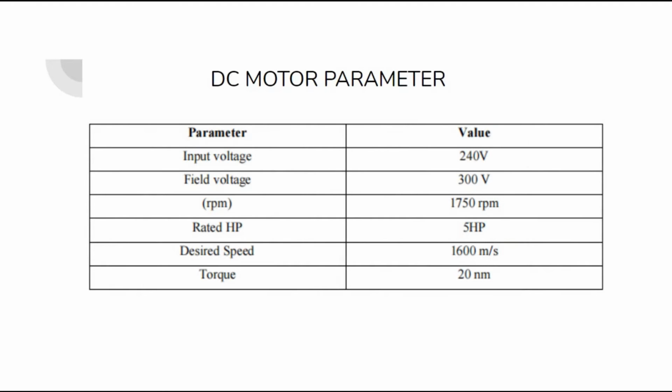Okay, this is our DC motor parameter, which is the value we choose for our design. We choose input voltage 240 volt. For the field voltage, we choose 300 volt, and for the RPM, we choose 1750 RPM. For the horsepower, we choose 5 horsepower. For the desired speed, we choose 1600 meters per second, and for the torque, we choose 20 Nm.